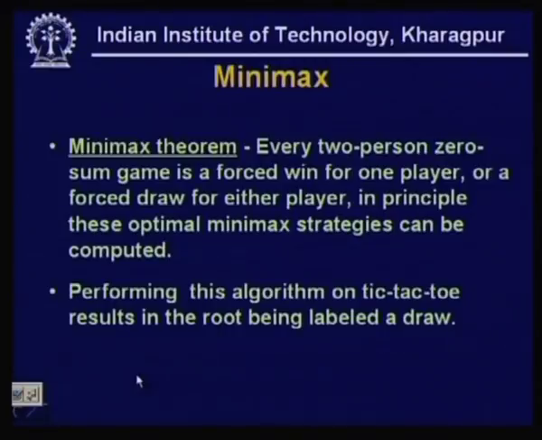Now, let us come to the Minimax theorem. The Minimax theorem states that every 2-person zero-sum game is a forced win for one player or a forced draw for either player. In principle, these optimal minimax strategies can be computed. So, if we have the payoffs at the leaves and we back this up, finally at the root we will get a value. That value can be either 0 or positive or negative.